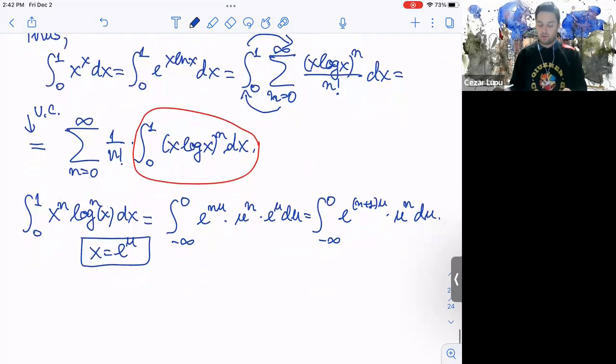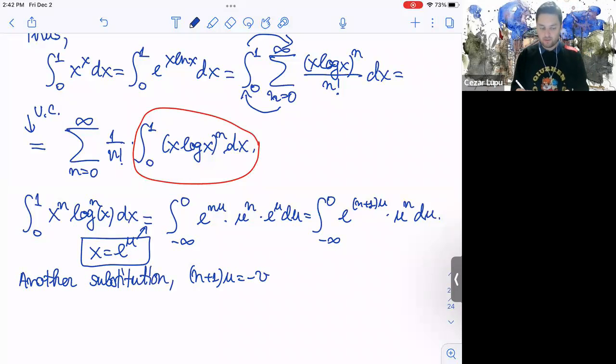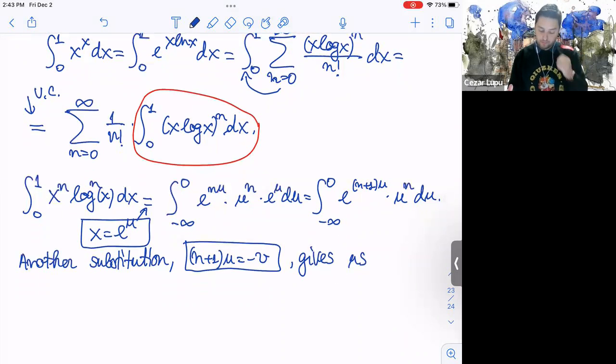So now this starts to look more like the gamma function. Now I'm going to do another substitution. Let's say (n plus 1) u equals negative v. I'm doing this a bit because I want to emphasize the gamma function. You will see immediately what I mean by that. So this gives us the following integral.